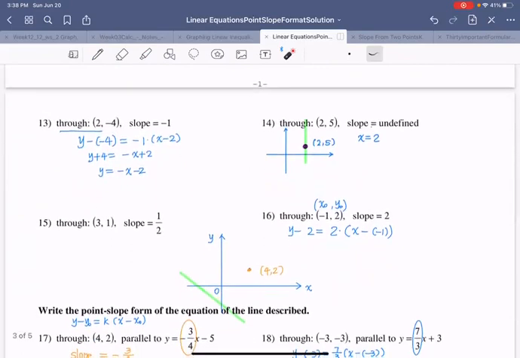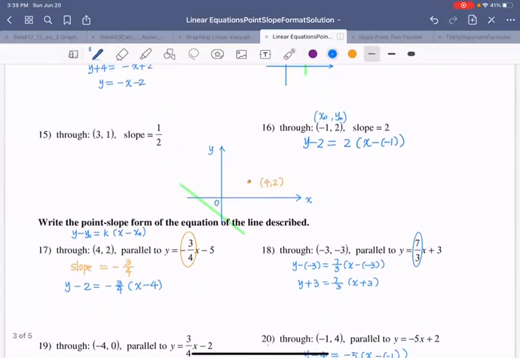Now, Leslie, go ahead to number 16. y minus 2 equals 2 times x minus -1. Yes. Okay, that's it. Now, so far, is there any questions? No questions? If no questions, we will make the questions harder, okay?